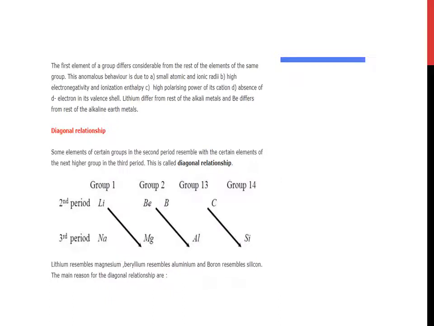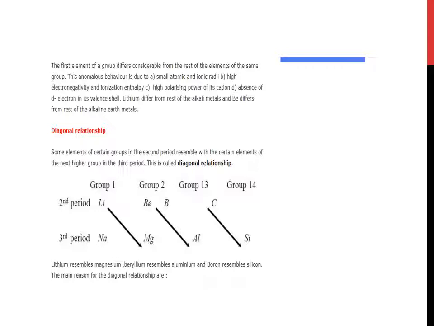The first element of a group differs considerably from the rest of the elements of the same group. This anomalous behavior is due to: number 1, small atomic and ionic radii; high electronegativity and ionization enthalpy; high polarizing power; absence of d electrons. Lithium differs from the rest of the alkali metals and beryllium differs from the rest of the alkaline earth metals. Now study the diagonal relationship.